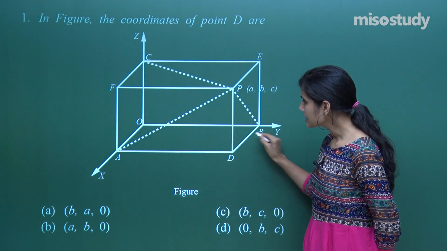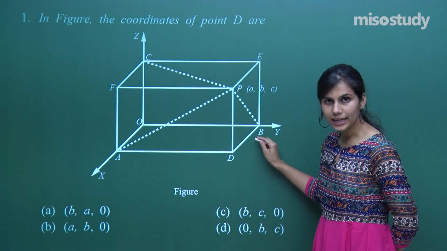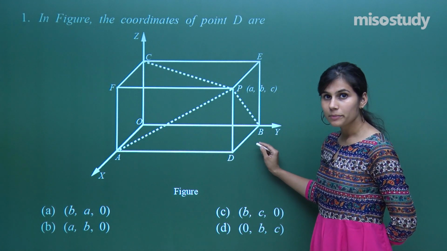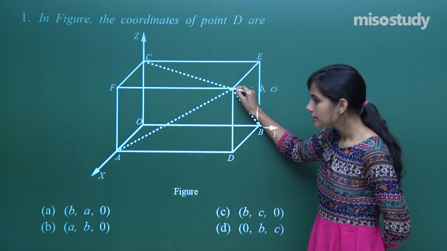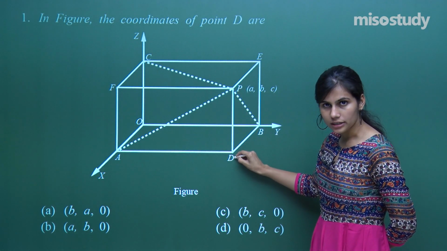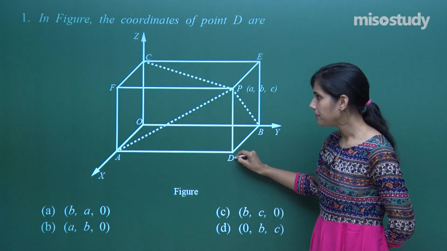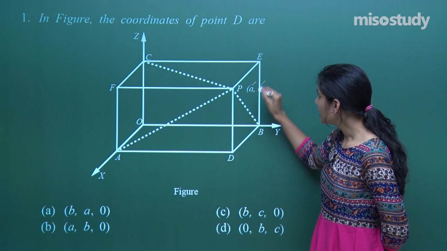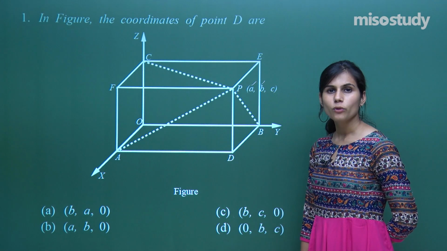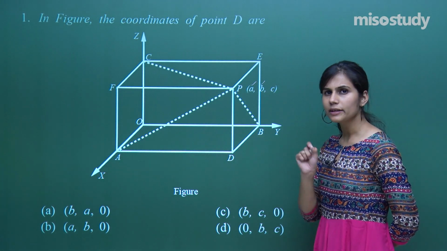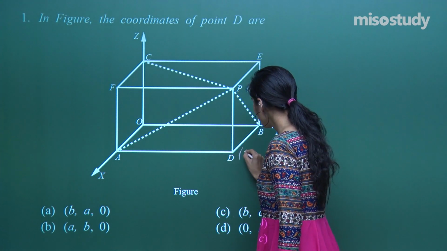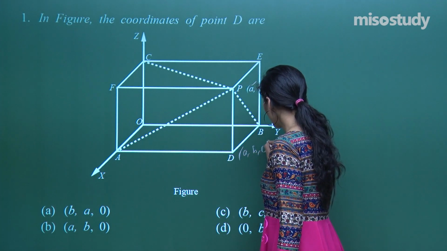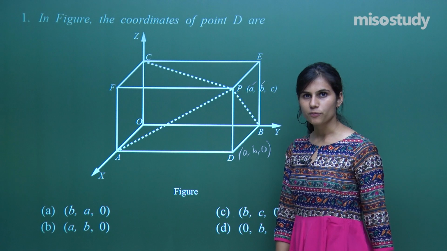Now the point D is completely lying in the XY plane, therefore its Z coordinate will be 0. Moreover, because I am drawing a perpendicular and stopping at the XY plane, nothing is going to happen to the X and Y coordinates. They are going to exactly remain the same. The only thing which is going to change is the Z coordinate, and therefore you are going to have A, B, 0 to be the coordinates of point D.